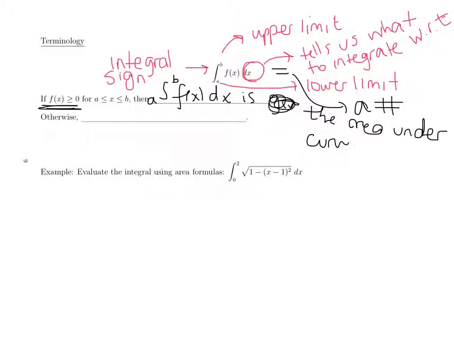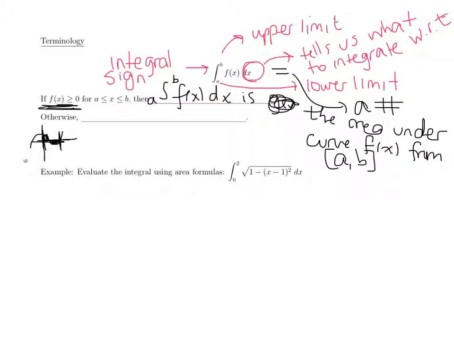The curve f of x from a to b. So as long as the function is positive, that's exactly what this integral is calculating. It's calculating area, no question. Sometimes, though, you might have a function, for example, that goes above and below the x-axis, and you're calculating the area for that. So between here and here, you'd have some area above and some area below.